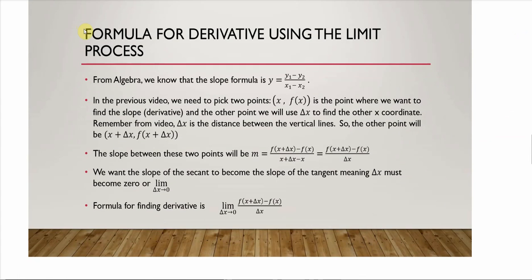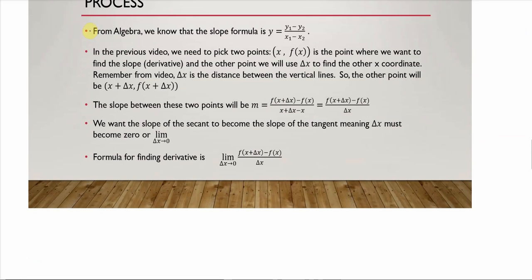From Algebra 1, we know that the slope formula is going to be y equals y sub 1 minus y sub 2 over x sub 1 minus x sub 2. The first point that I chose was x, f of x. And remember how we traveled that delta x?